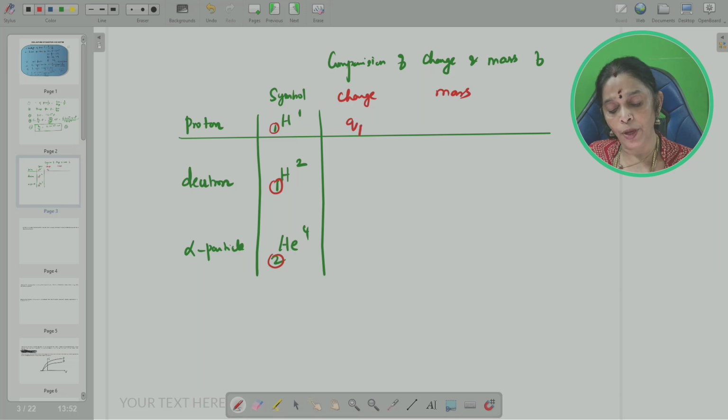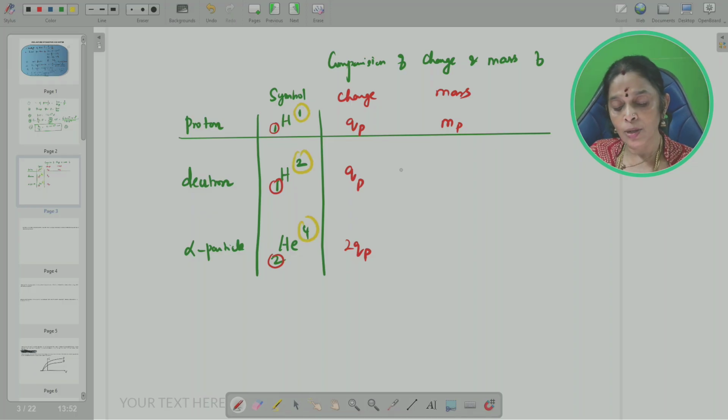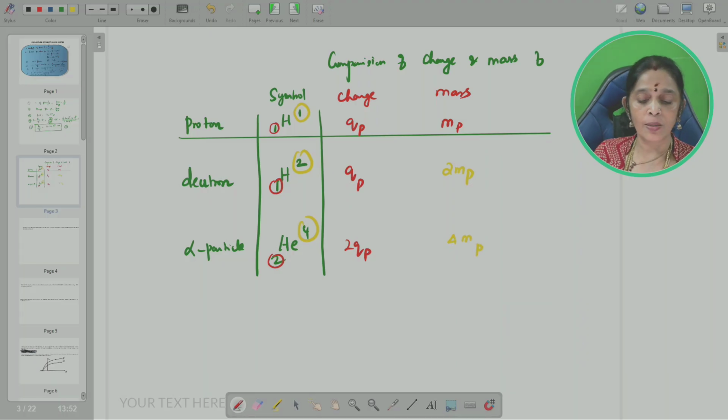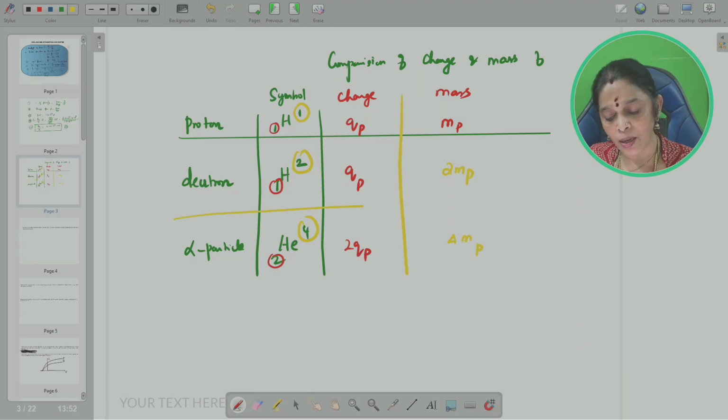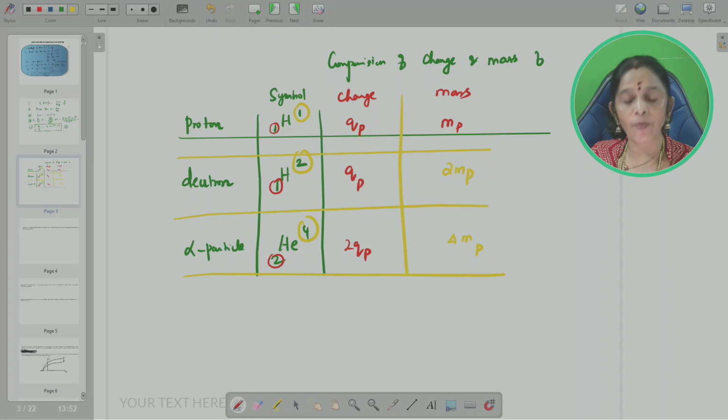Charge is nothing but Qp, here also Qp, here it is 2Qp. Whereas mass is nothing but Mp; this 1, 2, 4 is the mass. So that is Mp, here it is 2Mp, here it is 4Mp. That is all, children. This is how we need to compare the proton, deuteron and alpha particle.